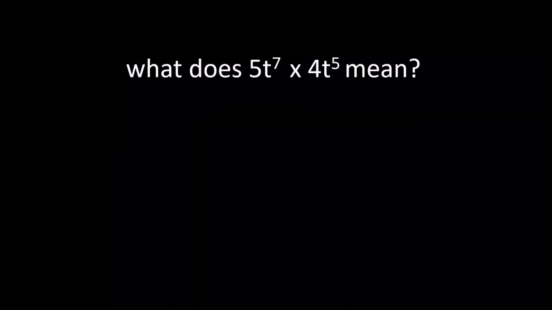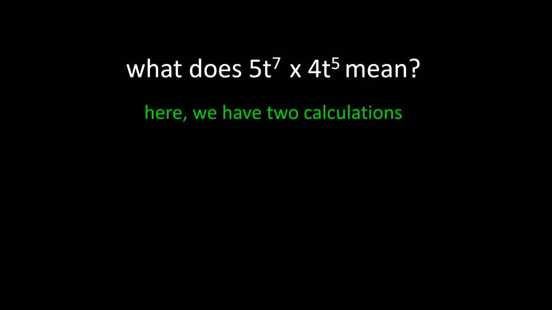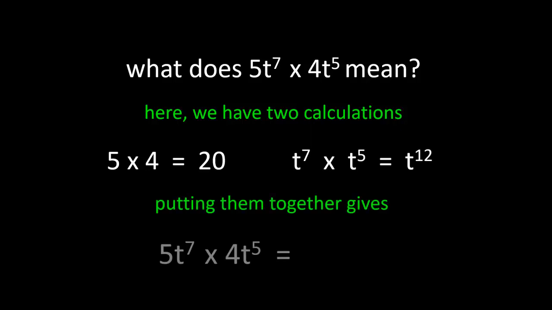Okay, let's try another one. What about that one? So we've got number times number. 5 times 4 is 20, and then we do the letters using our rules of indices, t to the power 12. Putting them together gives us an answer of 20t to the power 12.